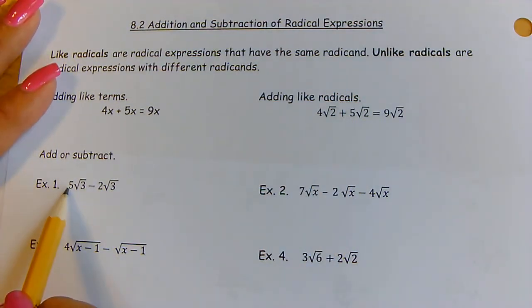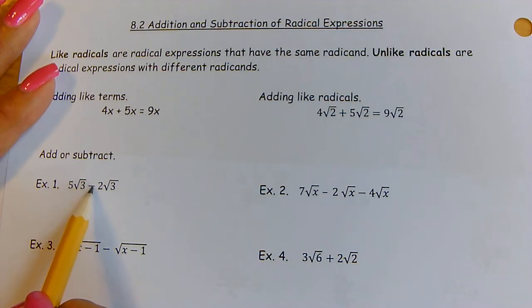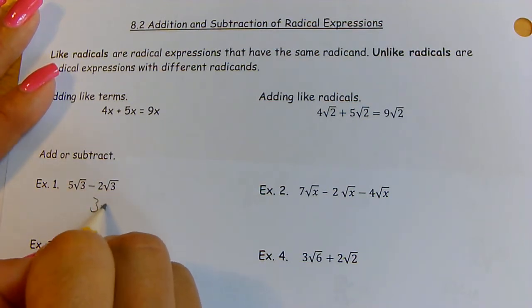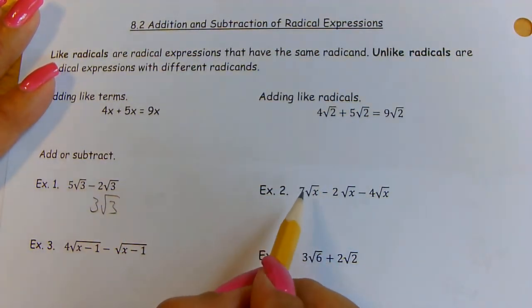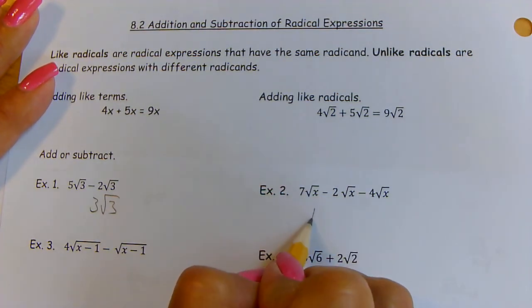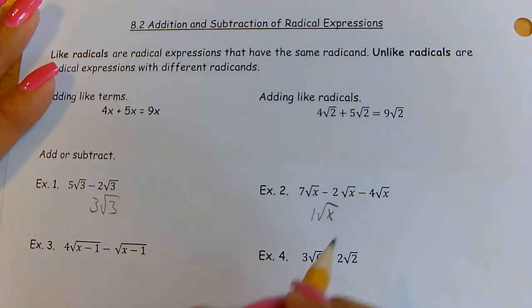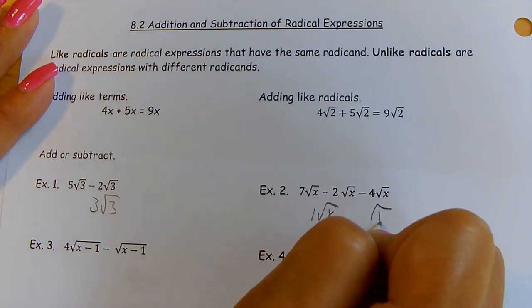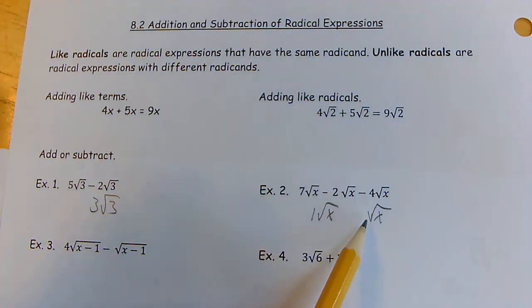So 5 times the square root of 3, take away 2 times the square root of 3 is 3 square root of 3. Here, 7, all these have the same radicand. So 7 take away 2 is 5, take away 4 is 1 square root of x. Usually you write the 1, but it's not incorrect. You still have 1 square root of x, either or.